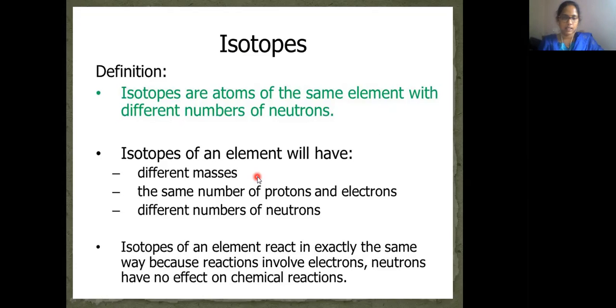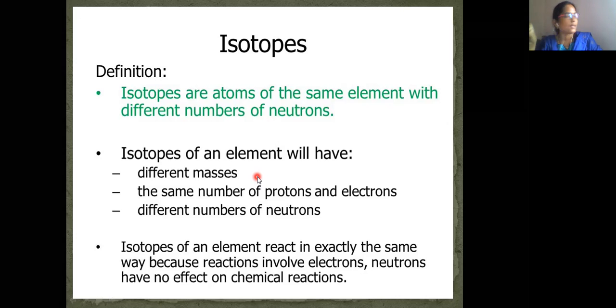Actually, isotopes: iso means equal, okay, and topes means place. So these isotopes occupy the same place, right? Like we have carbon 12, carbon 14. These two belong to the same element, isotopes of the same element with different neutrons. That is, the atomic number will be the same, but the atomic weight will be different.